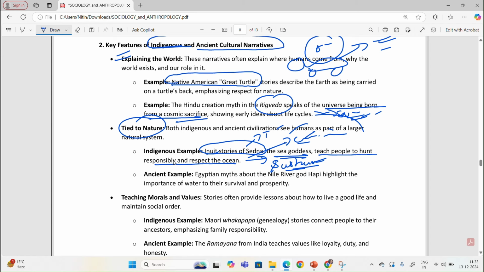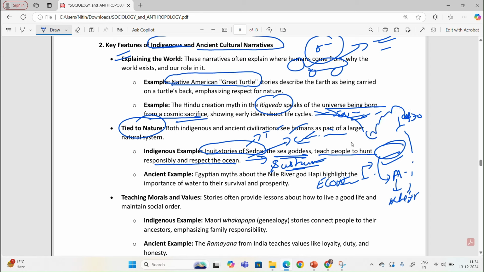Even in India, there is the ecofeminism movement. If you remember the Chipko movement, it was initially led by Amrita Devi Bishnoi, centuries ago, to protect the local khejri tree, and later it was revived in the 1970s in Uttarakhand, led by Sundarlal Bahuguna, and it was against deforestation.